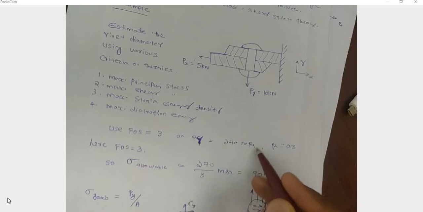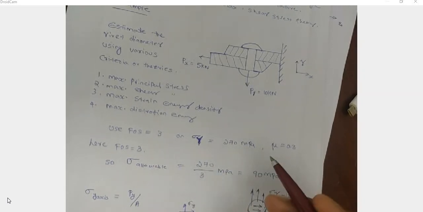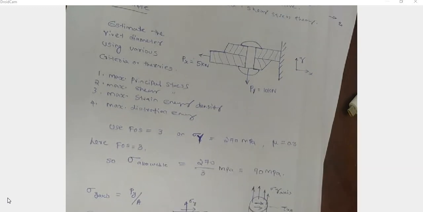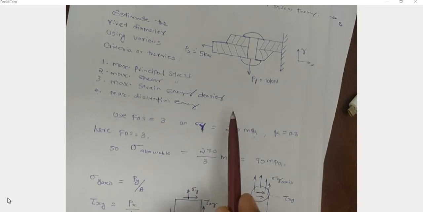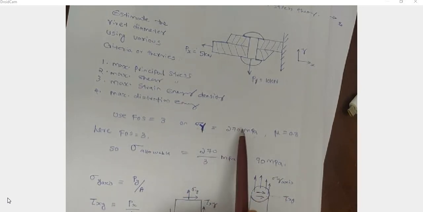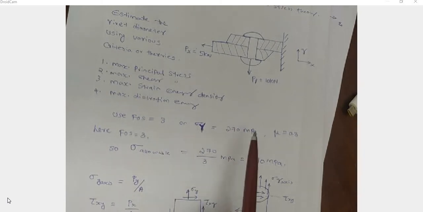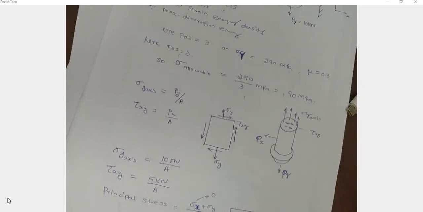Here we use a factor of safety of 3, and for the material of the rivet we take a material with 270 megapascal yield stress. So this can be calculated from the stress strain diagram, and mu is equal to 0.3 and factor of safety is equal to 3. So initially 270 is given as the design stress or yield stress. So using this we can calculate the allowable stress. Allowable stress is equal to design stress divided by factor of safety, that is 270 by 3, 90 megapascal.